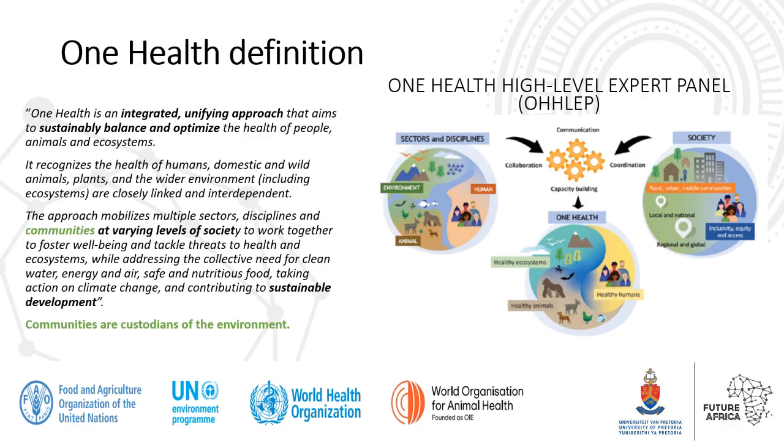Now, I'll start off with the definition of One Health as published by the One Health High Level Expert Panel through the advisory role to the quadripartite organizations. In addition to talking about the optimization of the health of people, animals, and ecosystem, this definition makes mention of the mobilization of multiple sectors, disciplines, and more importantly, communities at variable levels of society. And communities are brought in or emphasized in this instance because we are custodians of the environment. And more often than not, we find that communities are vulnerable to zoonotic diseases, pressures from the environment in terms of food security, extreme climate events, access to clean water, and also energy.